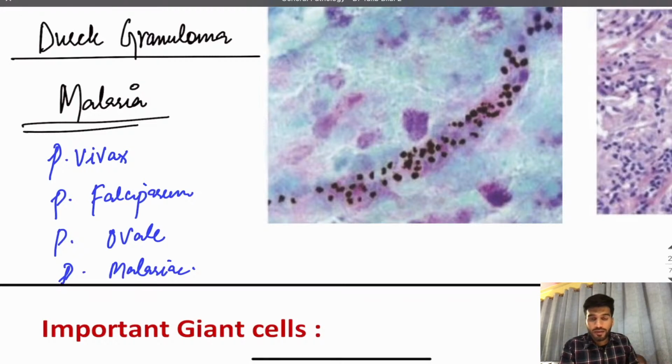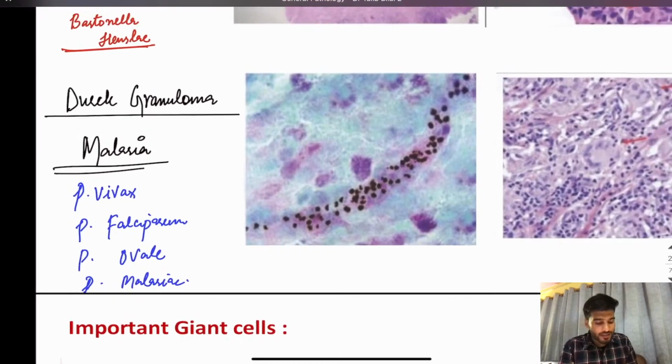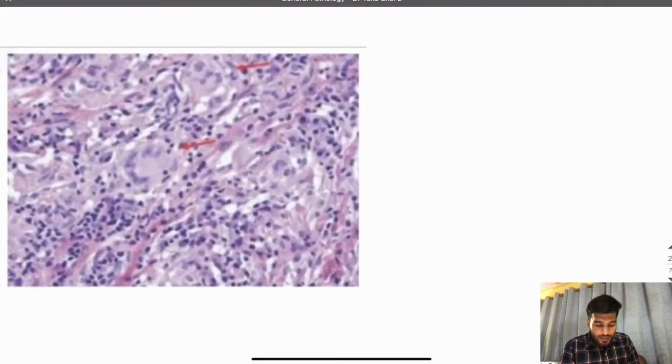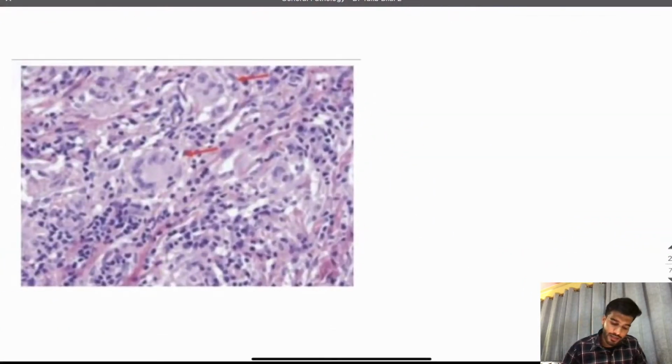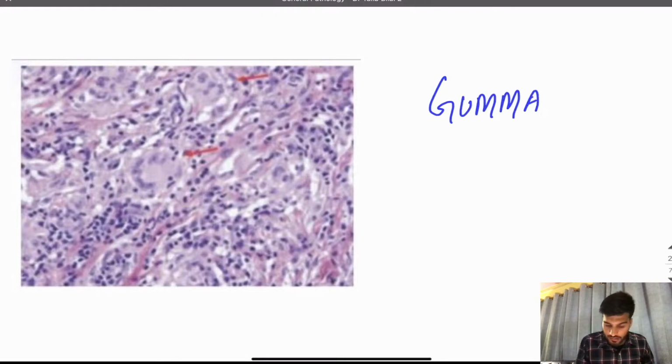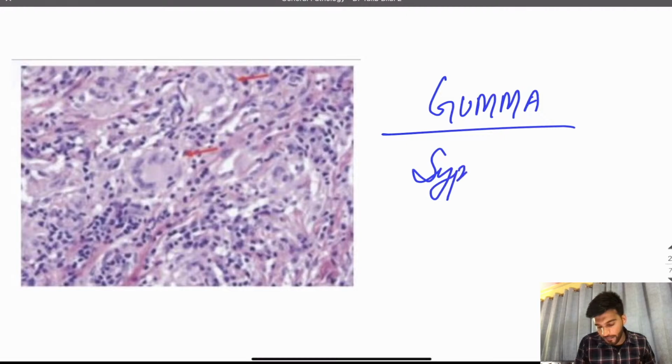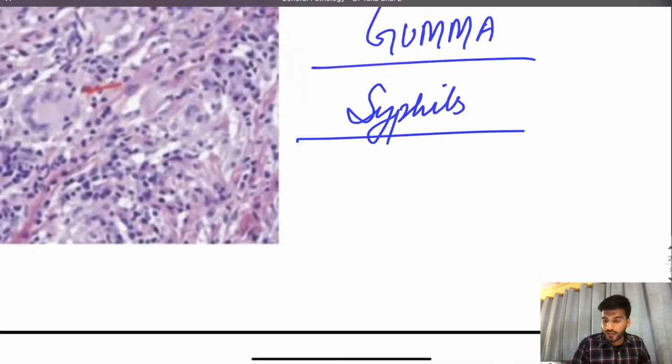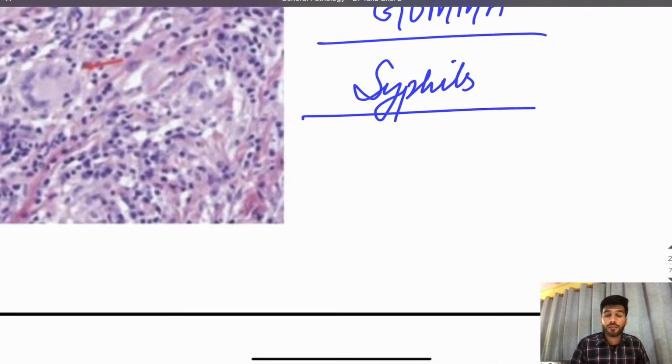Then the treatment based upon northeastern states and other states we have already discussed. And this type of granuloma, guys, the last one, is a gumma, seen in syphilis. Syphilis is caused by a spiral-shaped organism on dark field microscopy, Treponema pallidum.